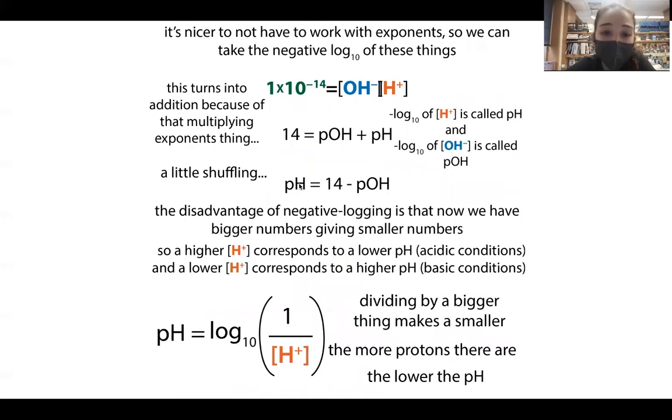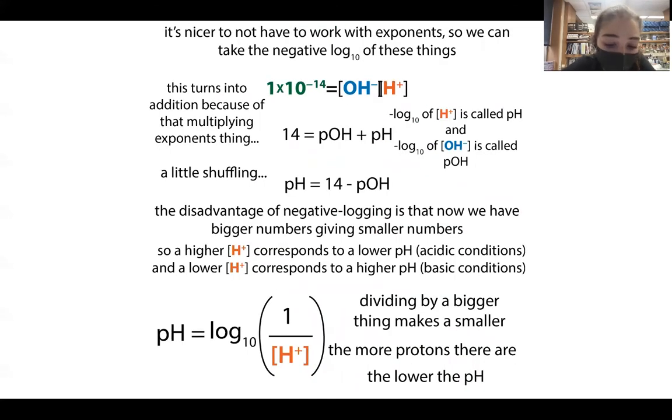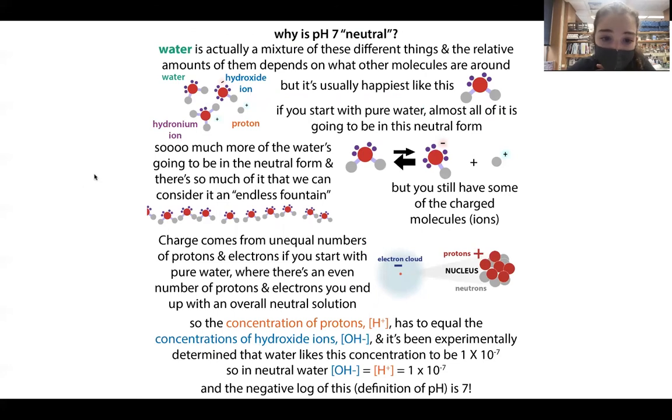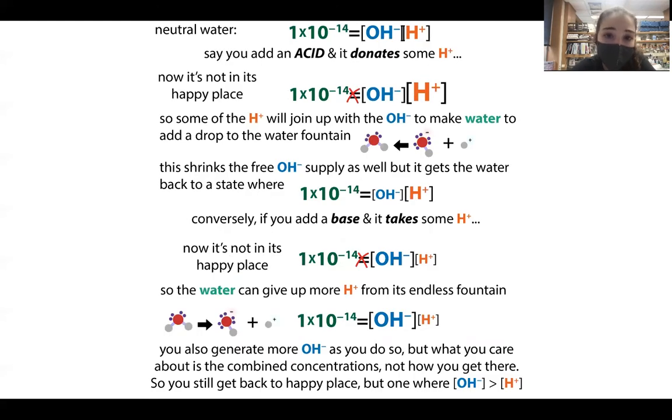And so what happens is that if you add an acid or a base, the water is going to have to compensate. But remember that water has this giant fountain of endless water that it can draw from if it needs to. It has this endless fountain that it can donate from. So if you add an acid, remember, an acid donates protons. So now you're taking the water away from its happy place. And so some of the protons that the acid is donating are going to join up with this OH to make water, and they'll just add a drop in that water fountain. So we don't really have to worry about that too much.